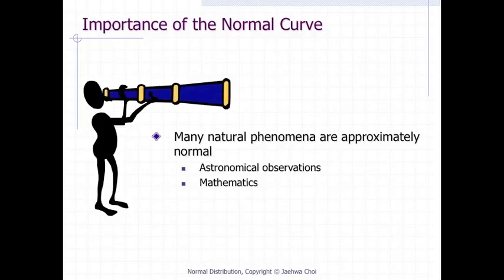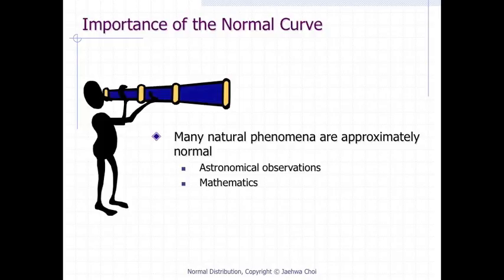The importance of the normal curve stems primarily from the fact that the distributions of many natural phenomena are at least approximately normally distributed. One of the first applications of the normal distribution was to the analysis of errors of measurement made in astronomical observations, errors that occurred because of imperfect instruments and imperfect observers.